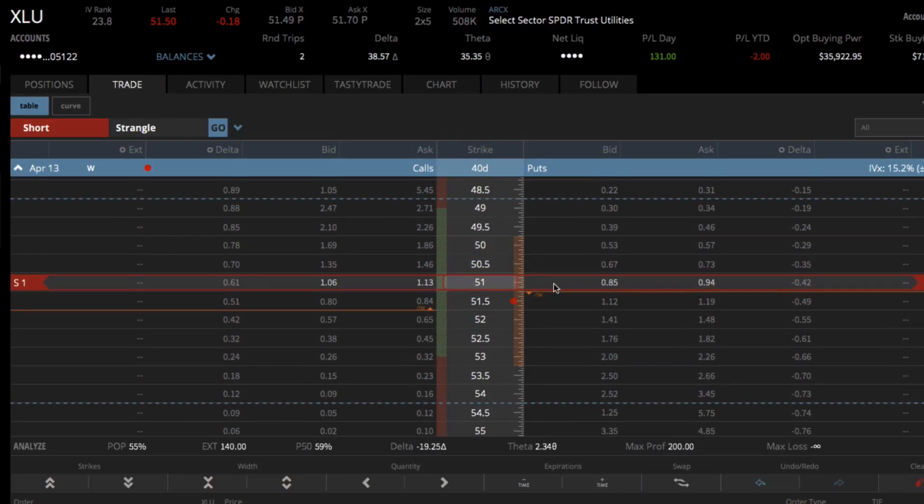Let's see what the strangle would get me. Yeah, the strangle doesn't get me a whole lot either. In Tastyworks, just so you know, this brown bar here in the middle is what the sentiment of the market is saying the expected move of the stock is. So if your break-evens are outside that expected move, you're getting yourself in an even better situation. All right, so that's XLU.